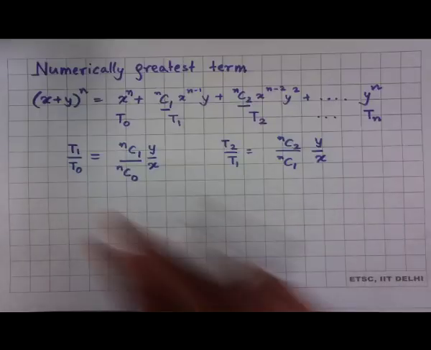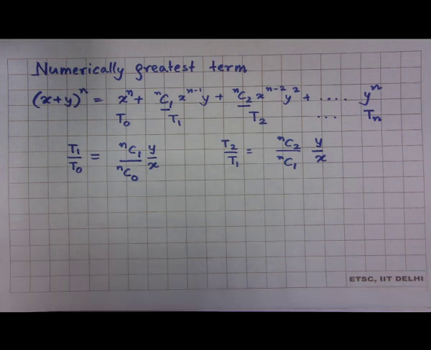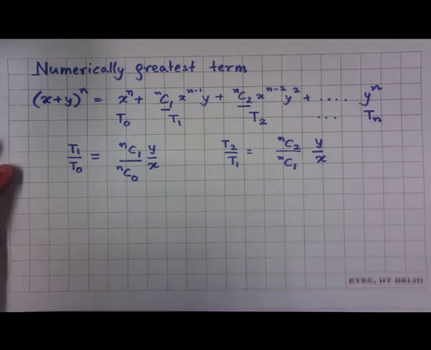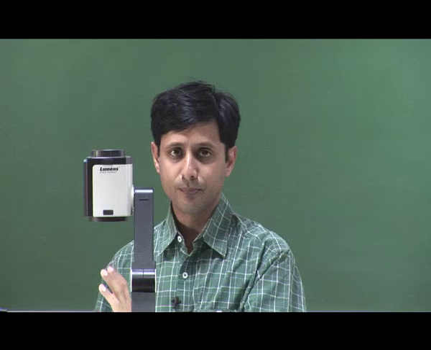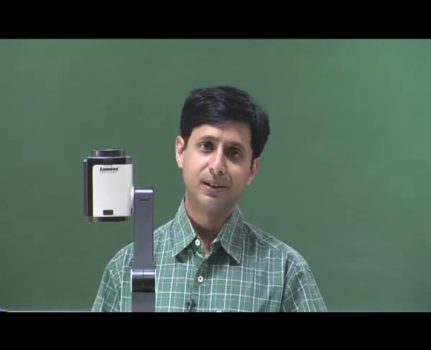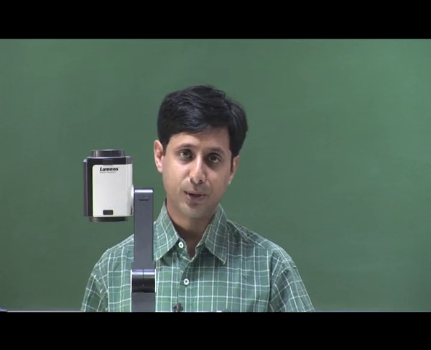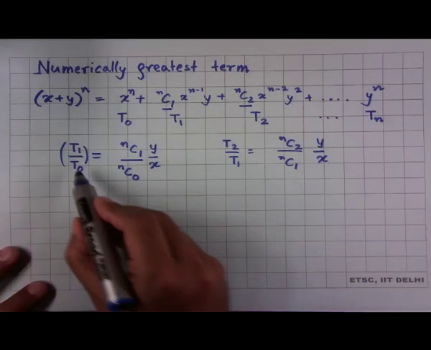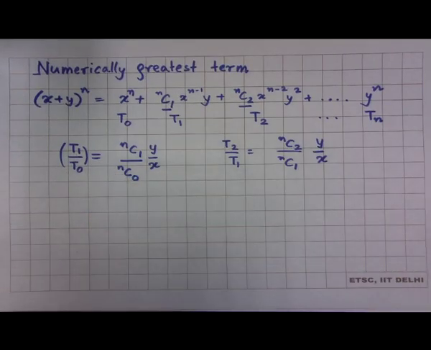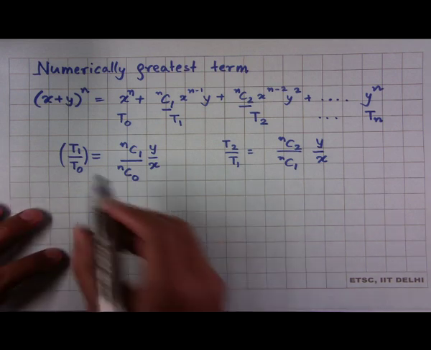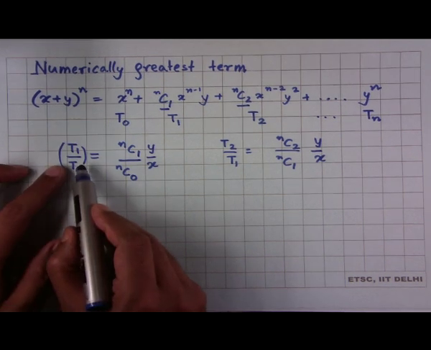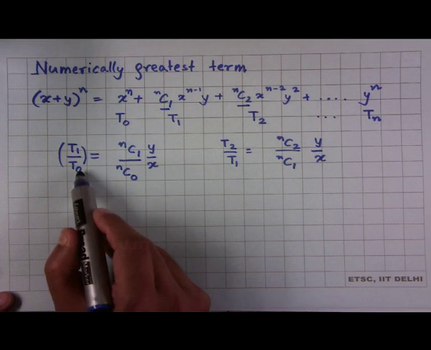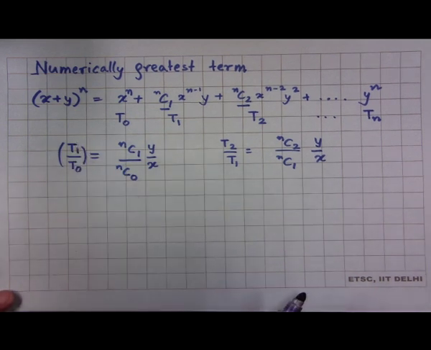Now, if you look at these ratios T 1 by T 0, then T 2 by T 1, then T 3 by T 2, what you are going to find is that these ratios will keep changing, will keep moving around. Beyond a certain point, the term is going to become smaller, right. So, this T 1 by T 0 initially might be more than 1, which means T 1 is more than T 0. If this is less than 1, then T 0 is more than T 1, whatever it is.